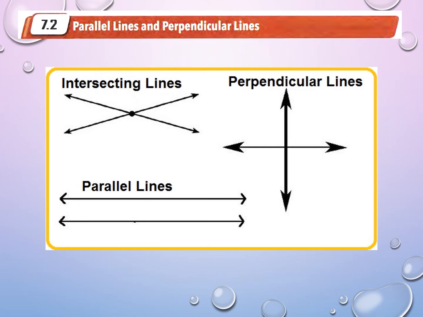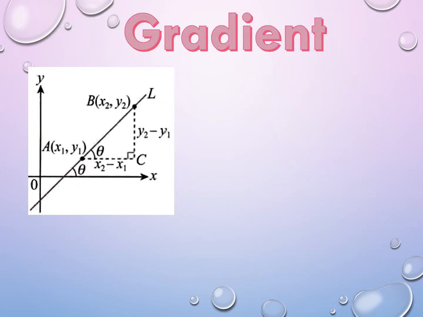So what happens when you have perpendicular and parallel line? First thing is we look at the gradient. When we talk about parallel line or perpendicular line, or any line, the first thing that you must know is all lines have a gradient. So what is gradient?